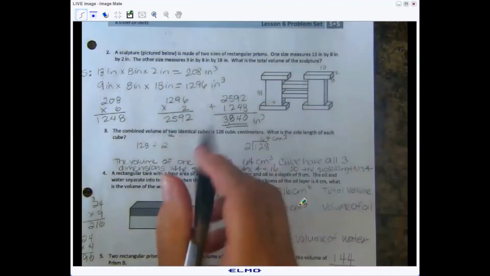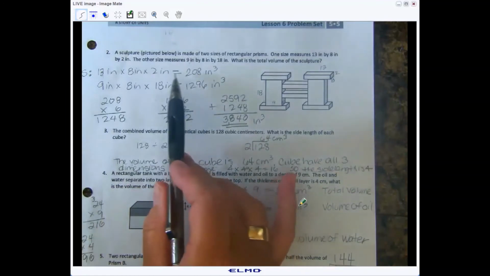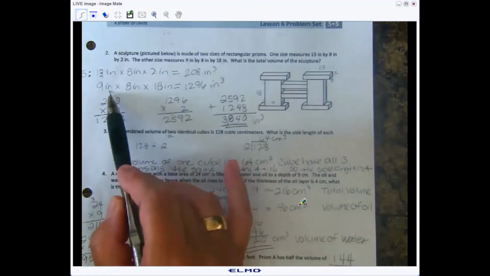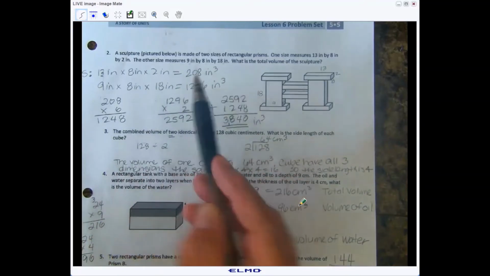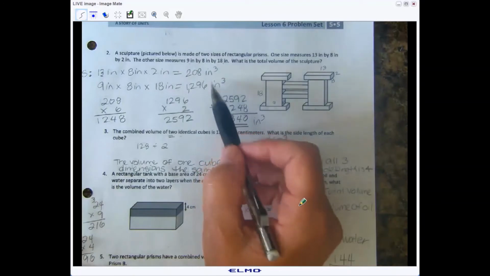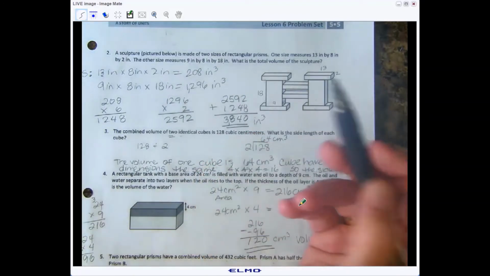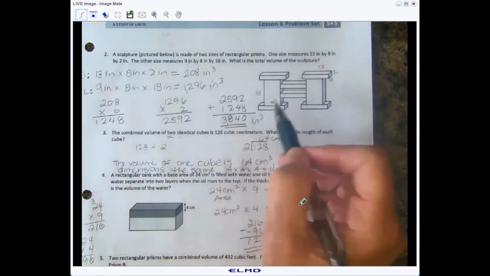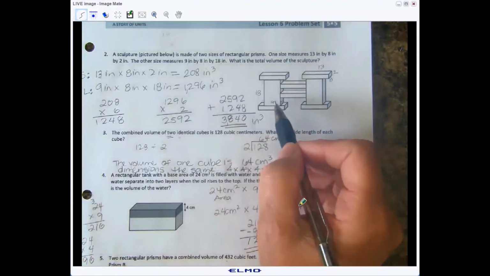Okay. Anyway, I figured out the volume of each of the 2 different sizes. 13 by 8 by 2 is 208. 9 by 8 by 18 is 1,296. Now, that's just the volume of one of those blocks. Okay, this is the volume of the small. This is the volume of the large block. I'm calling them blocks, but they're prisms.